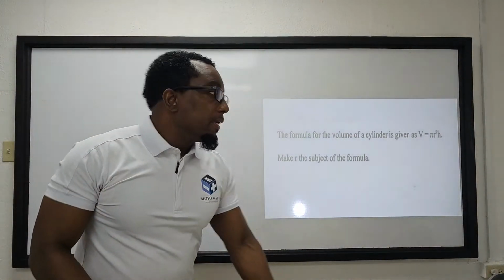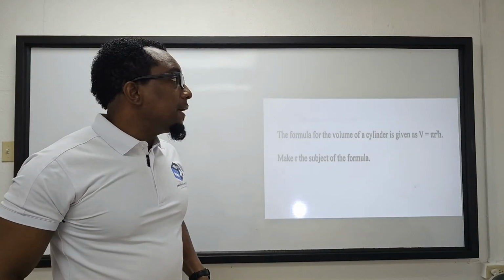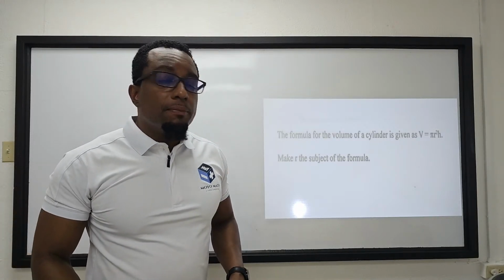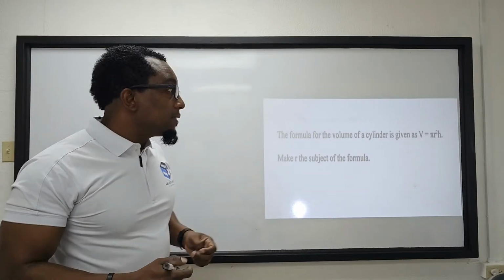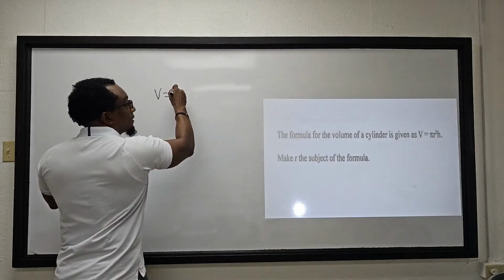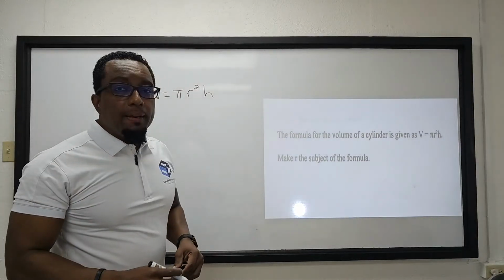So, the formula for the volume of a cylinder is given by V = πr²h. And we want to make r the subject of the formula, which means we want to get r by itself on one side of the equal sign. So we have V = πr²h. And how are we going to make r the subject?